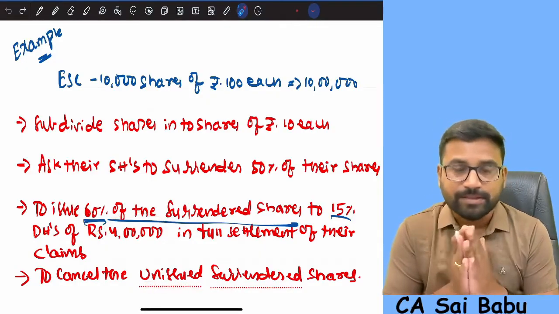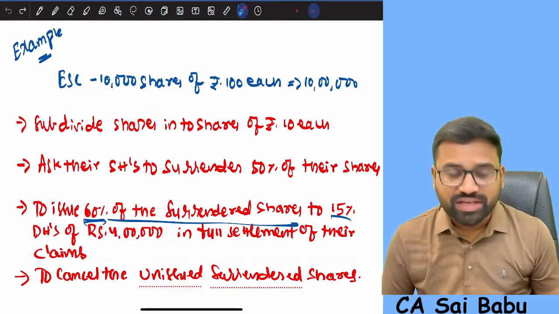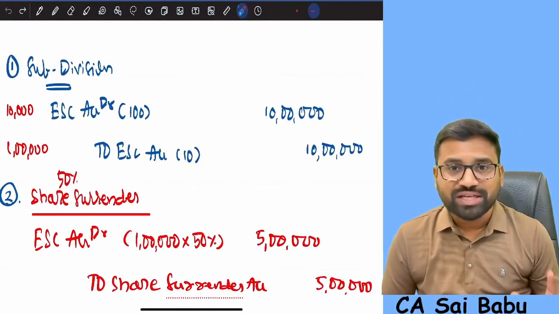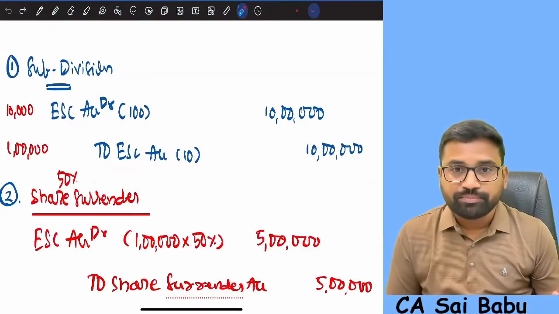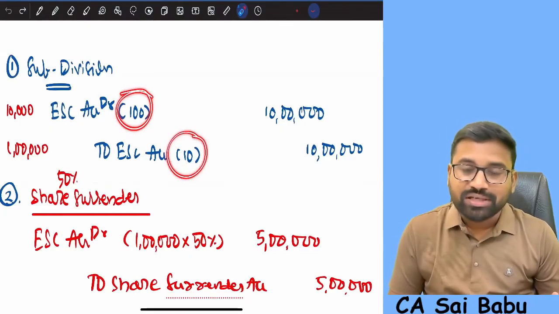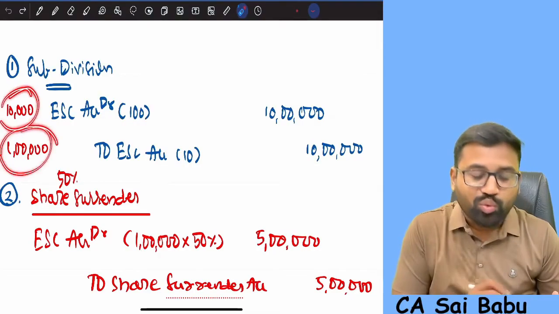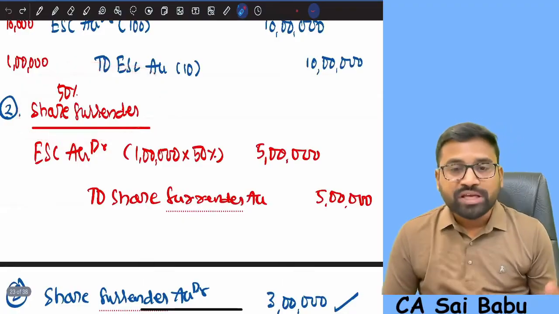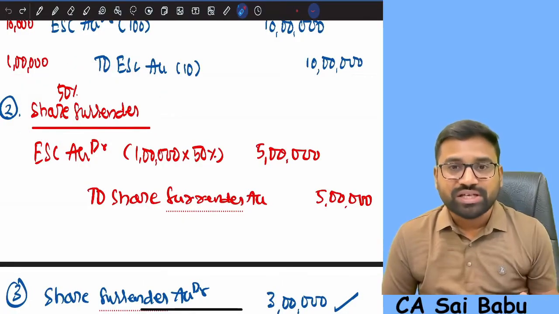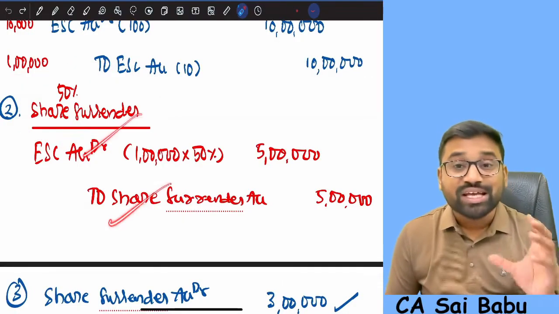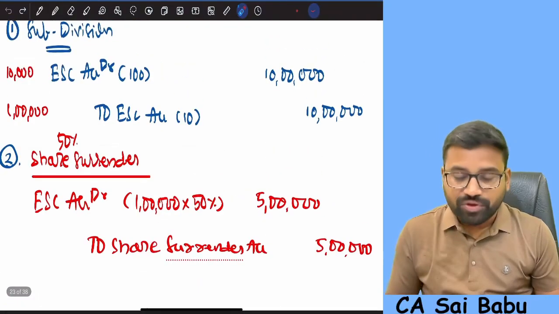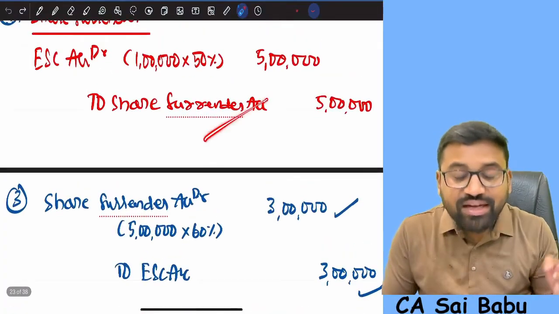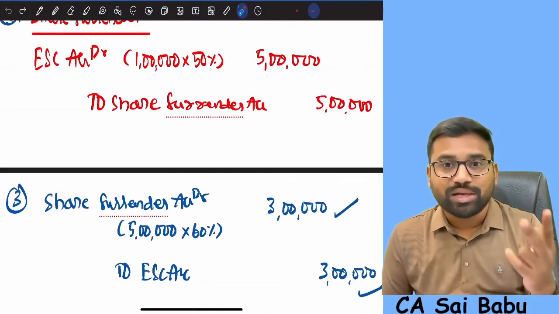Very simple. First, in this case, subdivision happened. Whenever there is a subdivision, total share capital will not change, but the number of shares will change. So share capital to share capital. Old share capital 100, new share capital 10. Number of shares, old 10,000, new 1 lakh. Total 10 lakhs, 10 lakhs. First thing. Next is surrender happens. Existing shareholders surrender 50% of their shares. What is the entry? Share capital to share surrender account. 10 lakhs into 50%, 5 lakhs. Now, important thing: these surrendered shares are utilized to set off the liabilities.